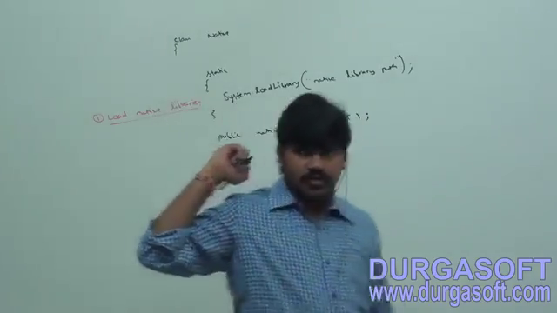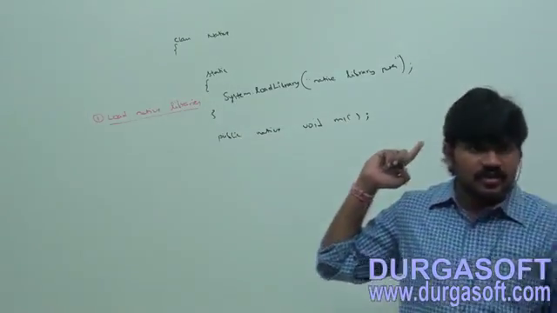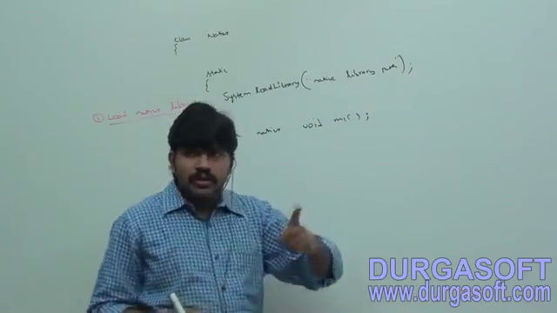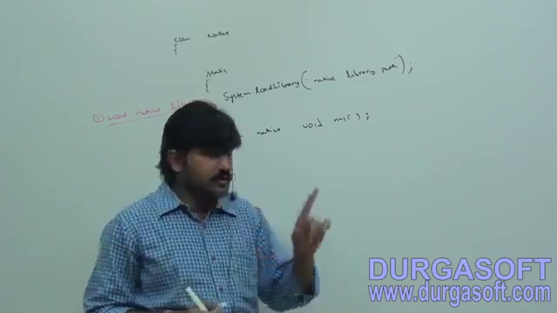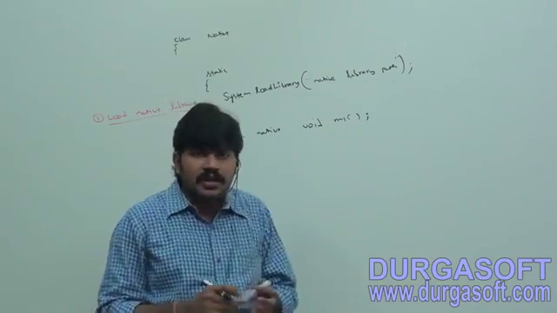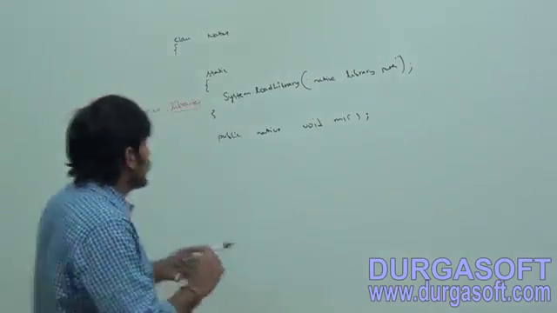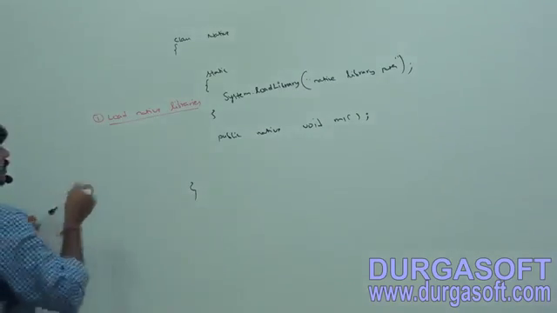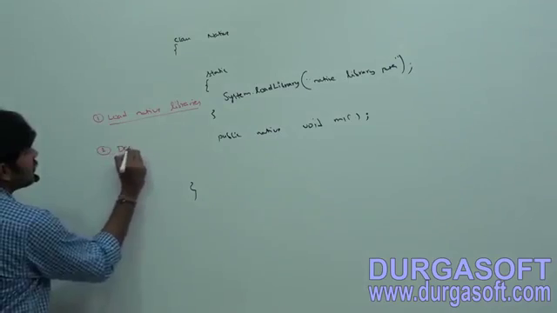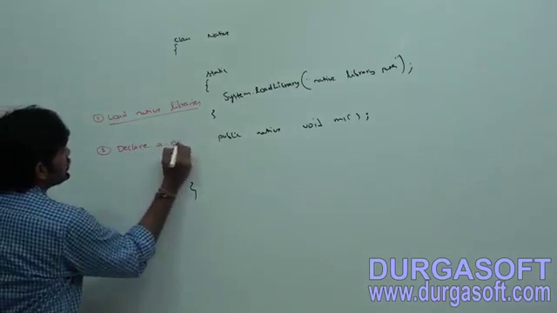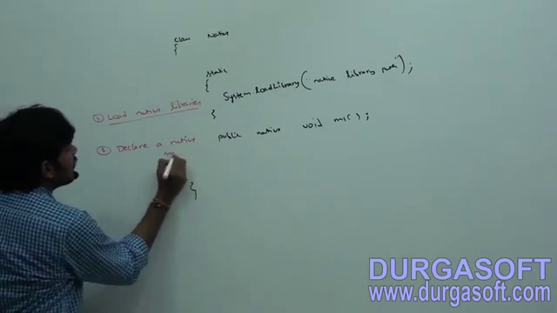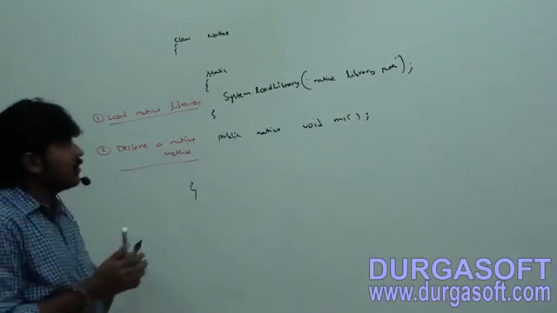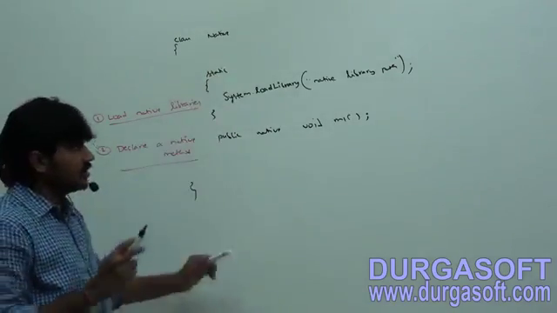Sir, somewhere we covered this point: abstract method. Do you know abstract method declaration also should end with a semicolon, right? Same thing, native method declaration should end with what? Semicolon. This is the second point, right? Declare a native method like this. We are getting class Native like this.